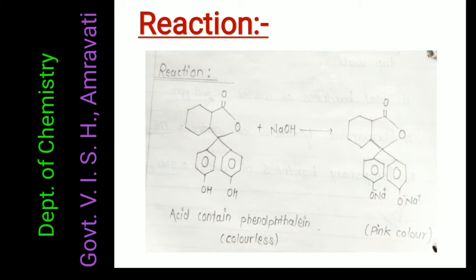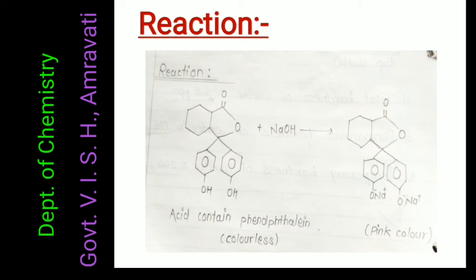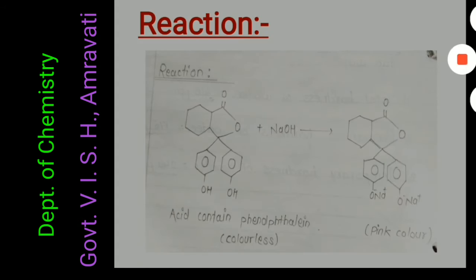Now this is the reaction. The reaction says that there is an acid which contains phenolphthalein, but using NaOH, you will get a pink color. So this is the overall reaction.